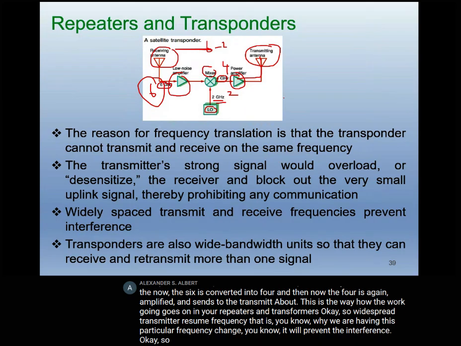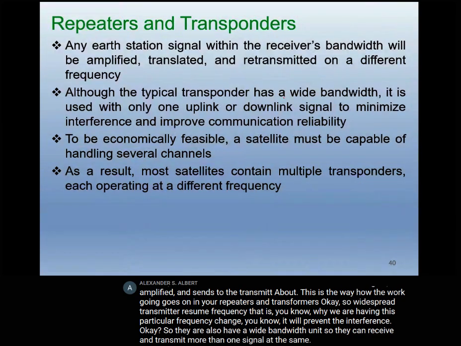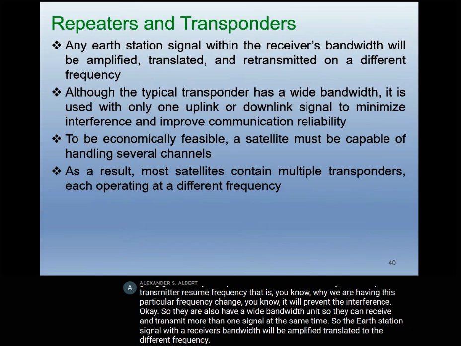Okay, so they also have some wide bandwidth unit, so they can receive and transmit more than one signal at the same time. So in the Earth station, the signal within the receiver's bandwidth will be amplified and translated to a different frequency.